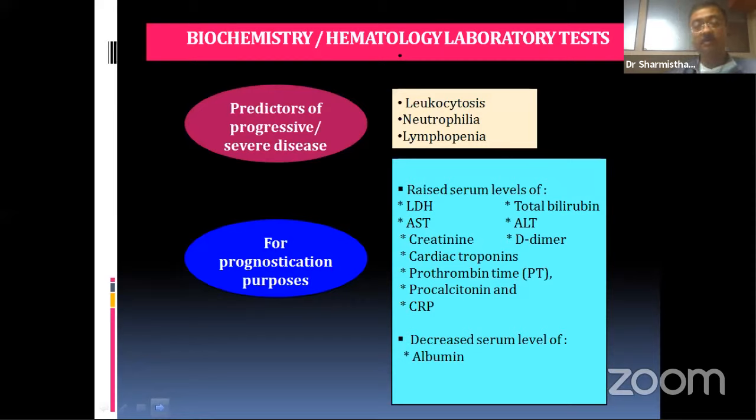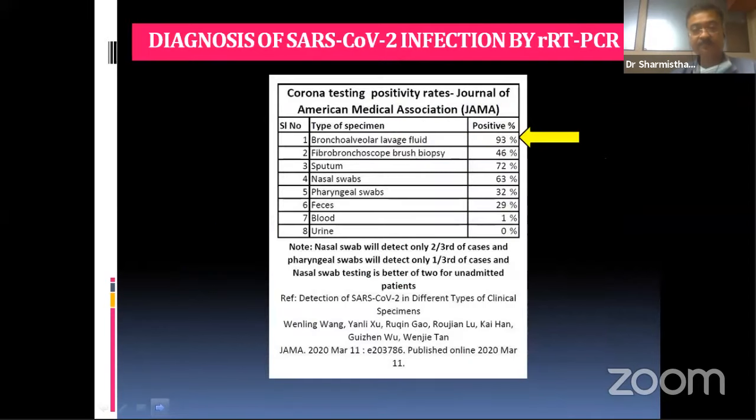For prognostic purposes, we have to see all these things: raised LDH or abnormal liver function parameters are not a very good sign, along with raised cardiac troponins, high PT, procalcitonin, CRP, etc. They are getting raised, and therefore low serum albumin is also prognostically not very good.